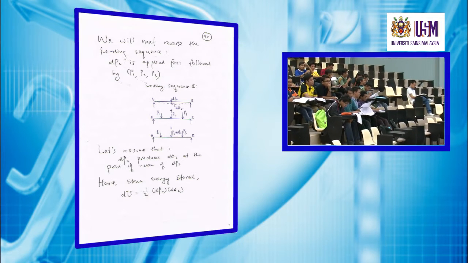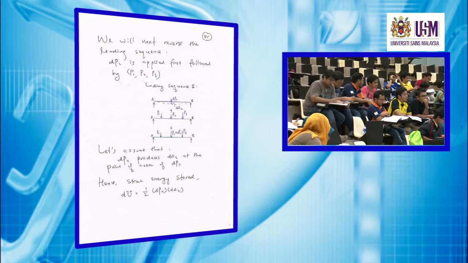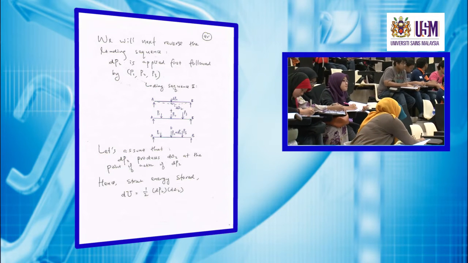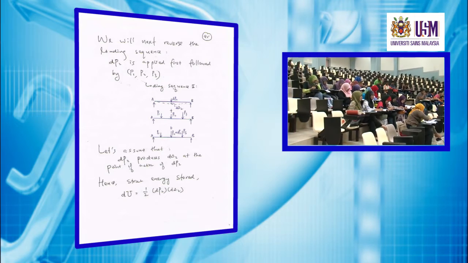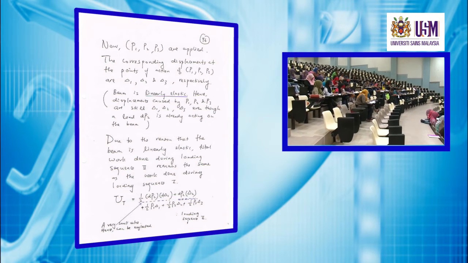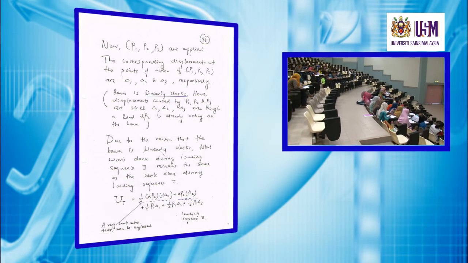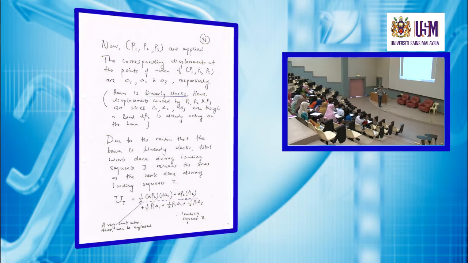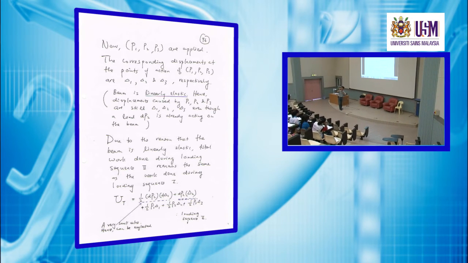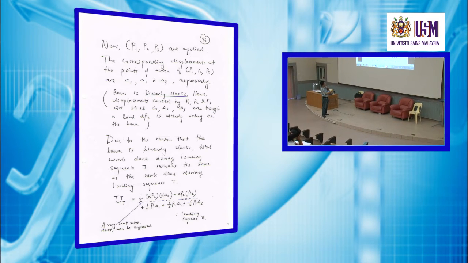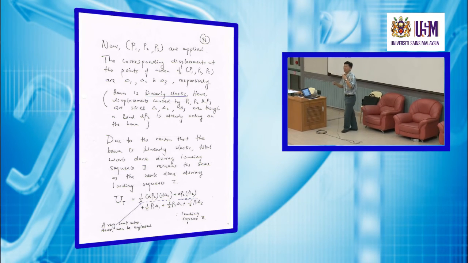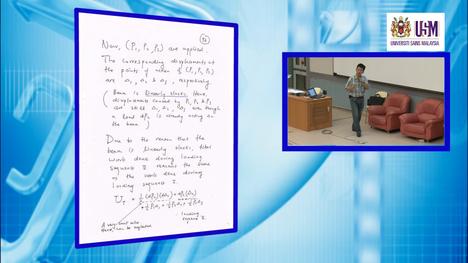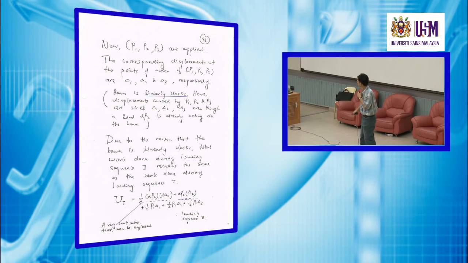In the first case, when this is acting, the strain energy stored is this. Next, when you add P1, P2, P3, what is the strain energy? Now we assume P1, P2, and P3 are applied. The displacements are still delta 1, delta 2, and delta 3, because dP2 is very small, so d delta 2 is very small. So when you apply P1, P2, P3, the displacements are still delta 1, delta 2, and delta 3. And this applies to the problem we consider, which is linearly elastic, and the displacement is very small.